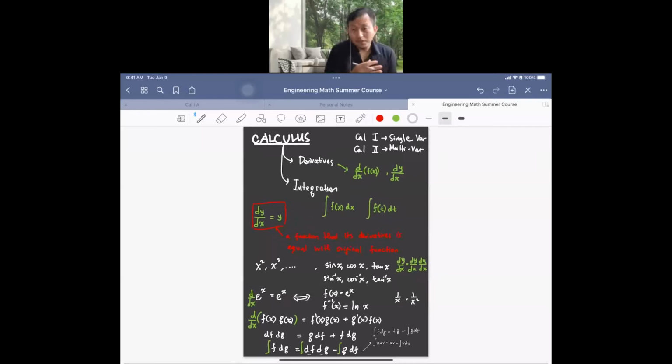Again, it doesn't really need to be taken as a note, this part. But maybe you can check if you are having trouble with your calculus 1 and 2. Later you can email me if you want to review some parts of it. That's a little bit of intro to the calculus.